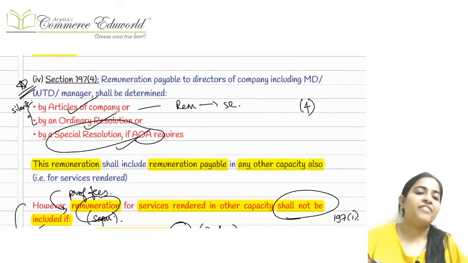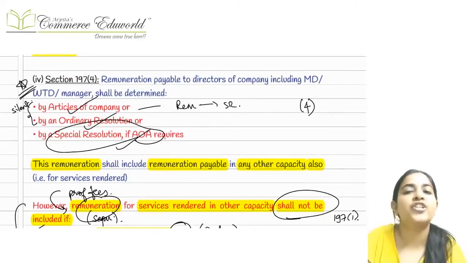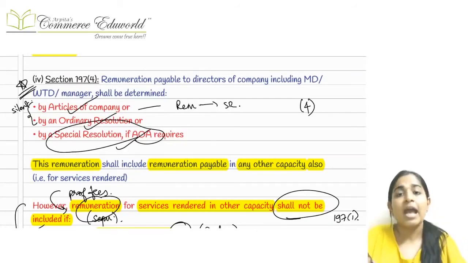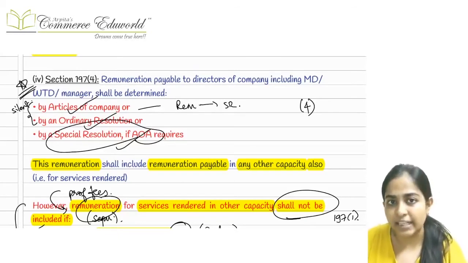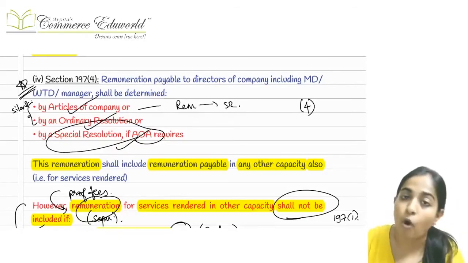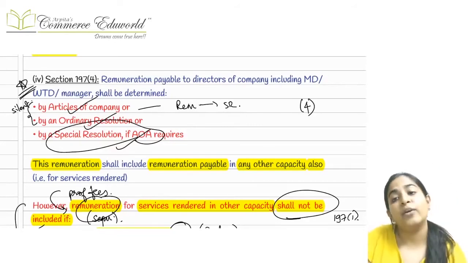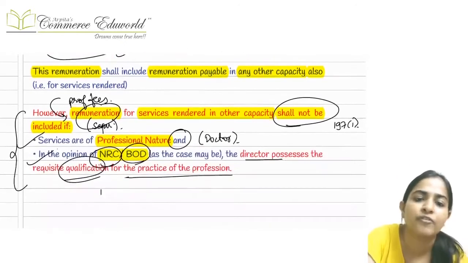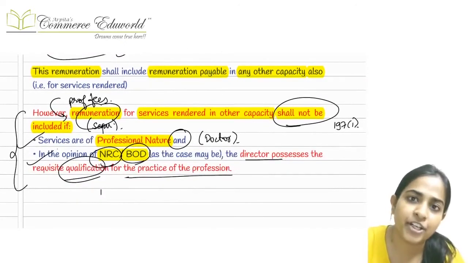Now, whenever we are fixing the remuneration, how do we fix it? The remuneration clause will be there in the Articles of Association. If it's not there in the Articles of Association, then you can pass an ordinary resolution. If the AOA wants you to pass a special resolution, then you'll have to pass a special resolution and then determine the remuneration.